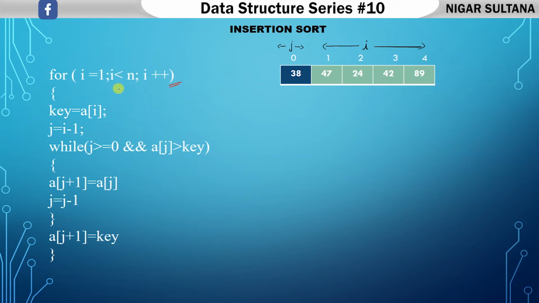When I enter into this I loop, I need to assign the value of key as well as J. Next, when I enter into the while loop, I'll be checking the condition. When these two conditions are satisfied, I'll be assigning A of J plus 1 and decrementing the value of J. When this condition becomes false, I'll be assigning the value of key to A of J plus 1. Let's understand this. Initially, the value of I is 1.